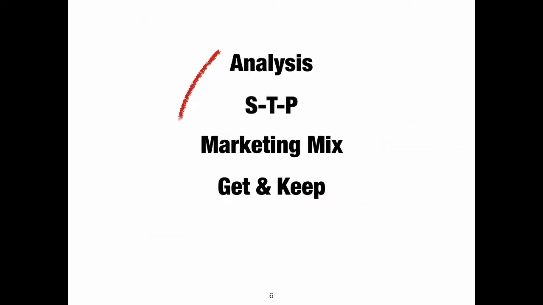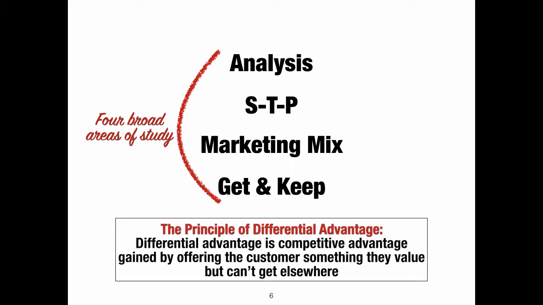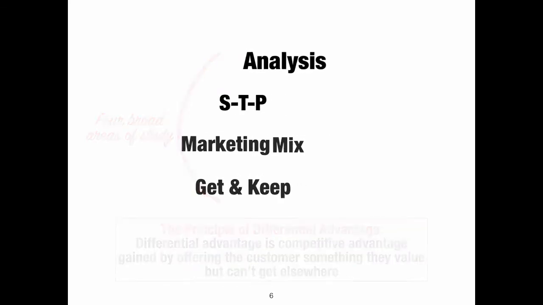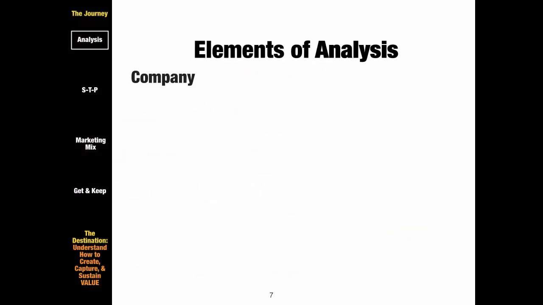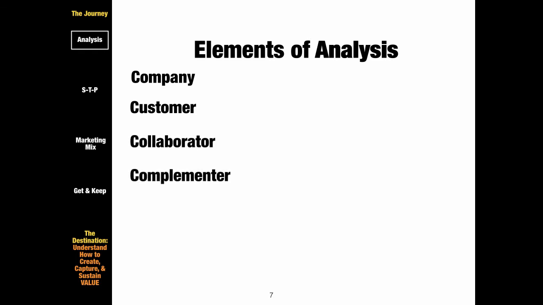So we break these four down because this is essentially what we consider to be the marketing scheme that we are going to follow to create a principle of differential advantage. What does that mean? It's the competitive advantage gained by offering the customer something they value but can't get elsewhere. Pretty simple. Let's begin here with the elements of analysis. Now, on your far left there, the journey with the box analysis working all the way to the bottom as the destination. That'll be our little graphic guide for this presentation so that we cover each one of those elements in that first box, beginning with analysis.